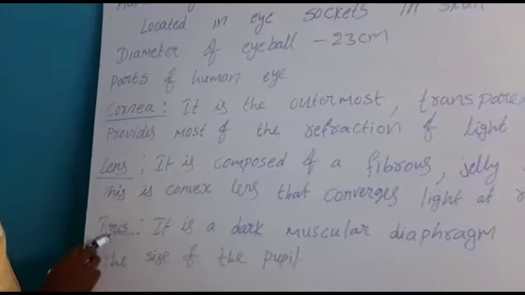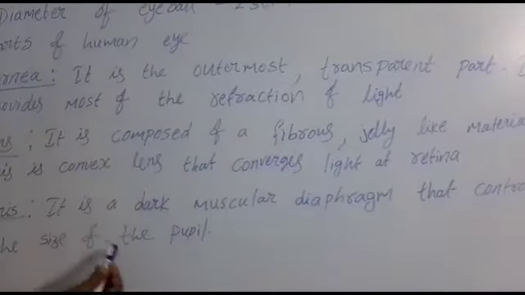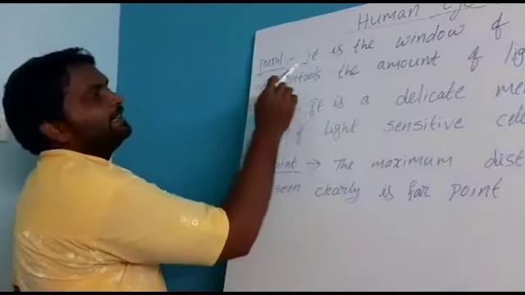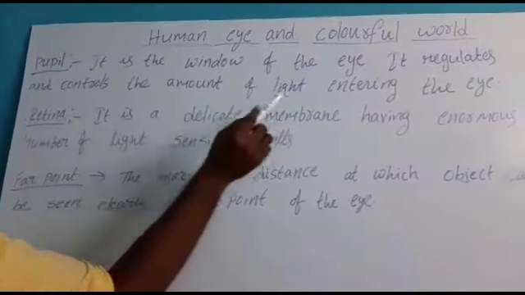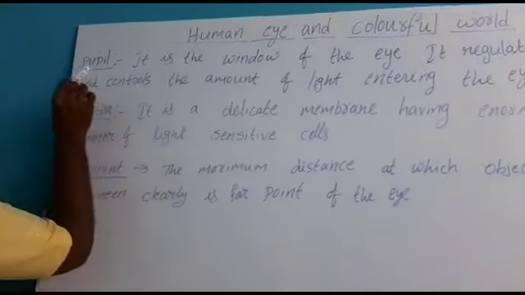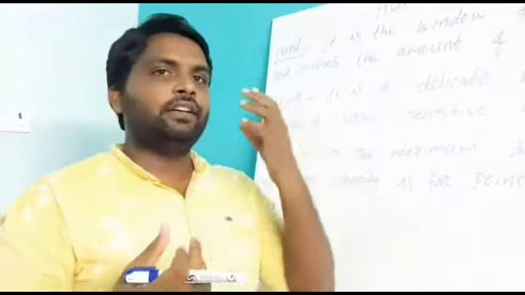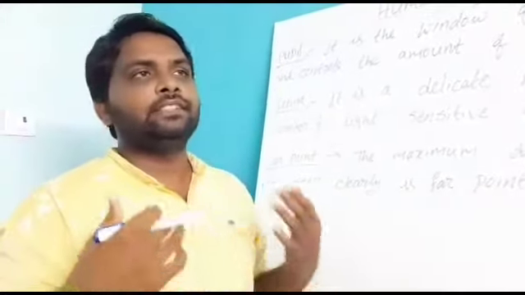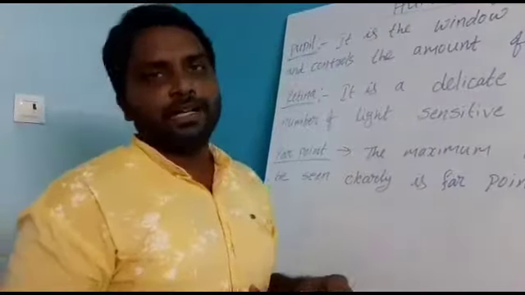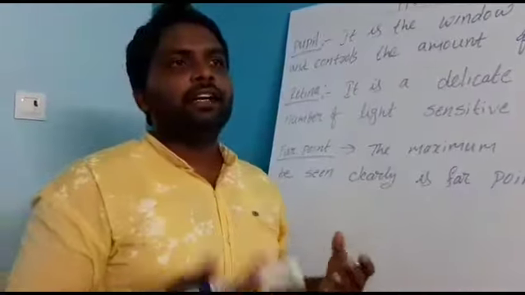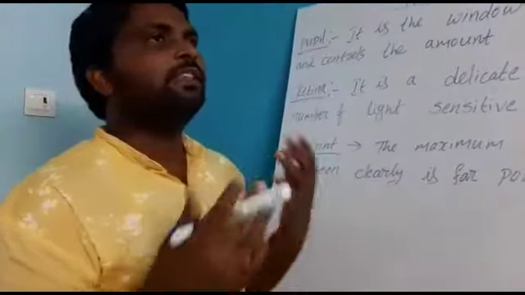And next one is the iris. It is a dark muscular diaphragm that controls the size of the pupil. Pupil is the window of the eye. It regulates and controls the amount of light entering the eye. What is the use of the pupil? When a high amount of light is focused on our eye, we can't see properly. At that time the light's effect is controlled by this part. And sometimes in the dark we also can't see objects. At that time it is useful for us to see those objects.